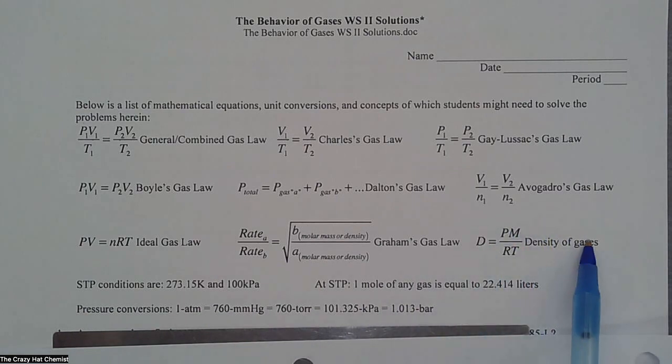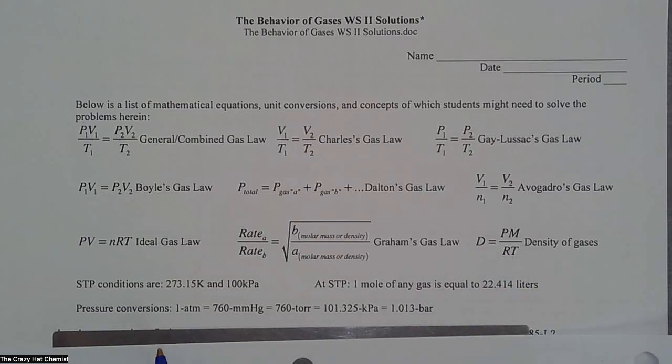Then we actually have a derivation of the ideal gas law, and that is the density of gases, and that's PM over RT. How you remember this one really simply is density equals Phil Mompriond, that's my name, Phil Mompriond, the Crazy Hat Chemist, Phil Mompriond is a Rio teacher. That's perfect. So hopefully you don't forget that.